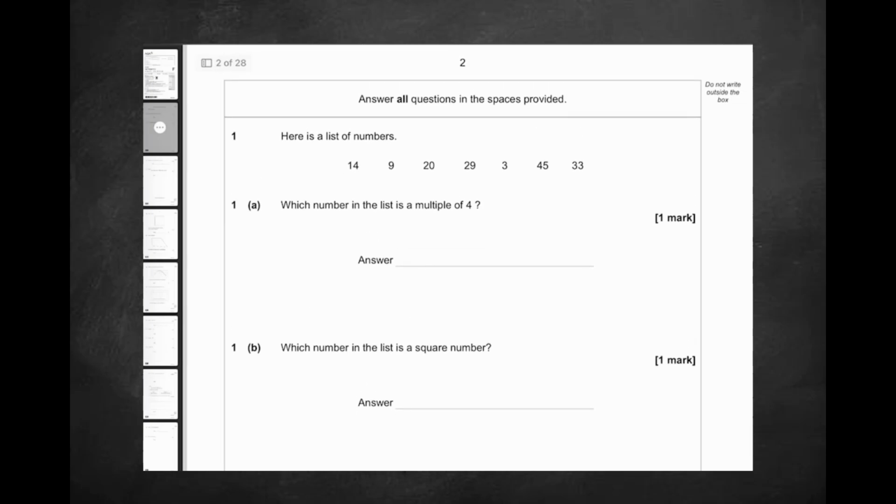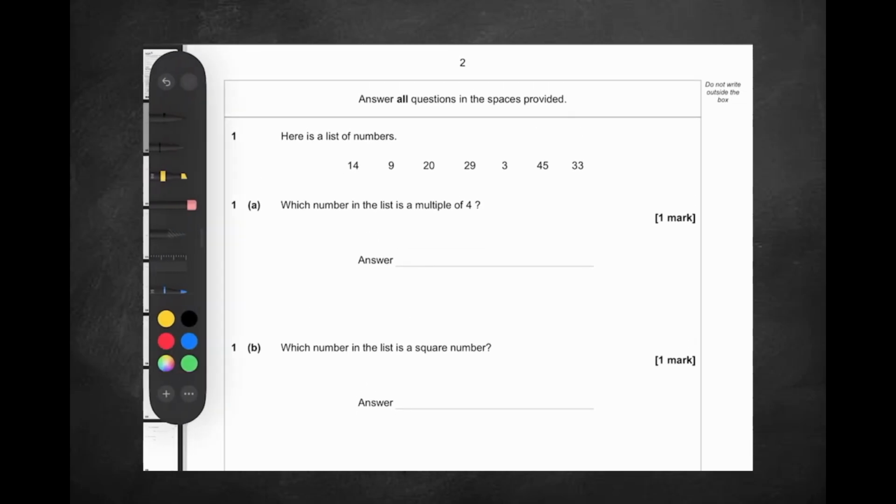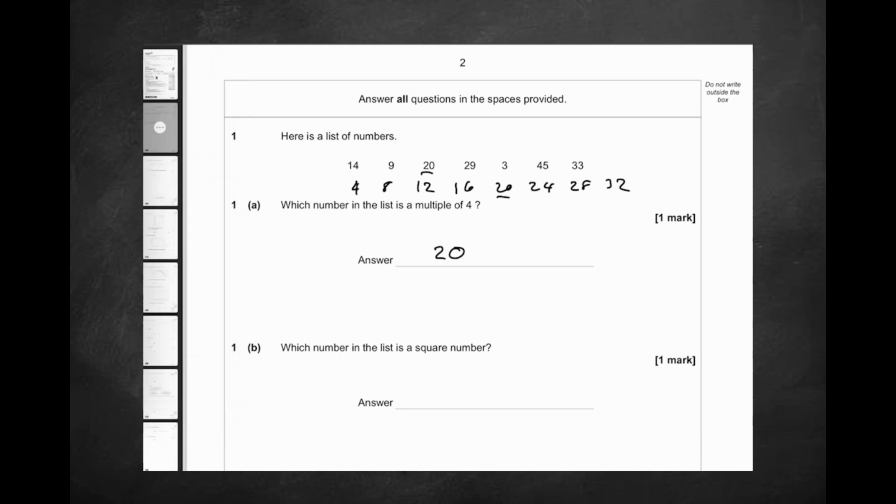So question 1. Here is a list of numbers. Which number in the list is a multiple of 4? So I'm going to write down the multiples of 4: 4, 8, 12, 16, 20, 24, 28, 32. And as you can see, 20 is on both lists, so our answer to part A is 20.